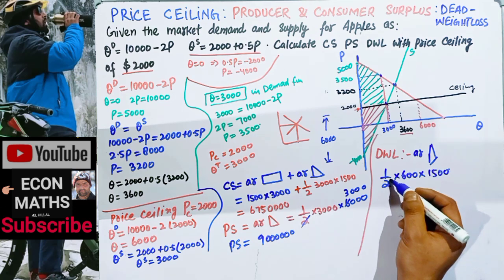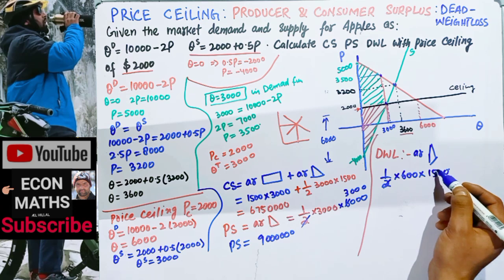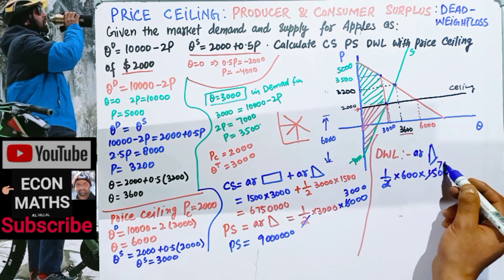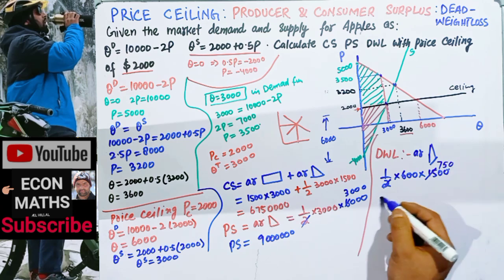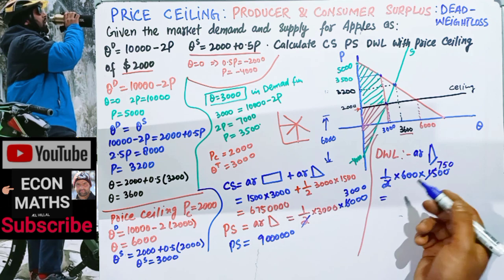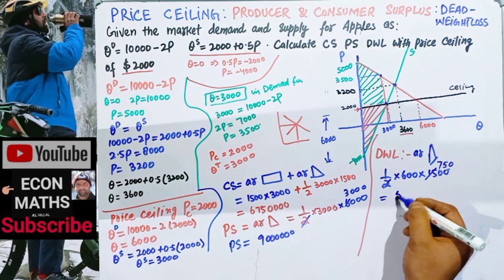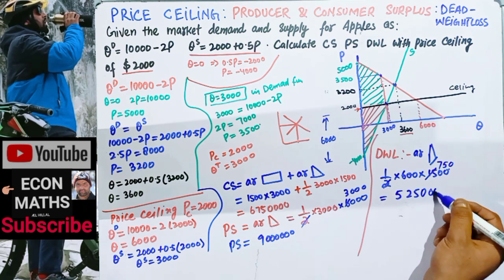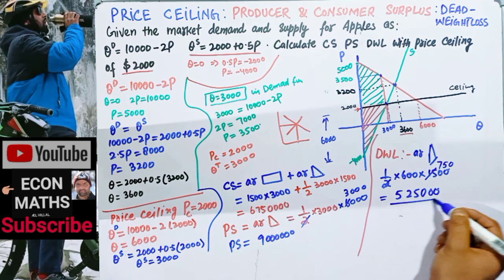So we have two ones are two, two sevens are 14, carry, two fives are 10, two zeros are 0. When you calculate it, it will come out to be this. I have calculated it. This is our deadweight loss.